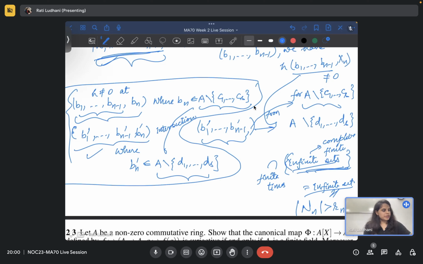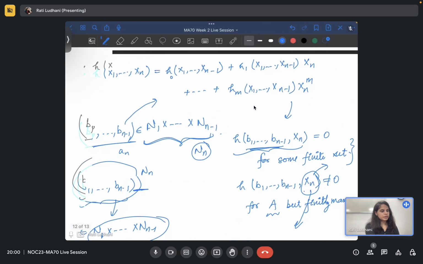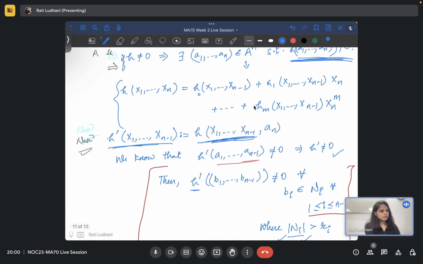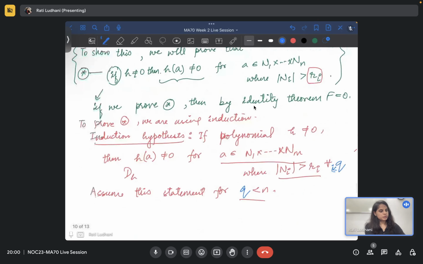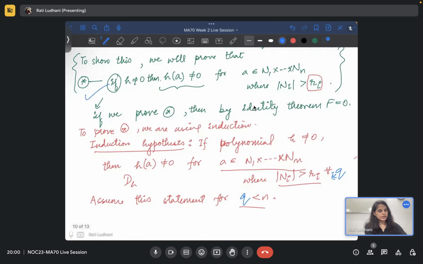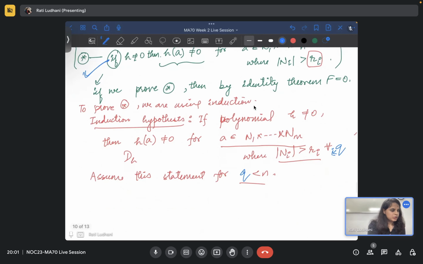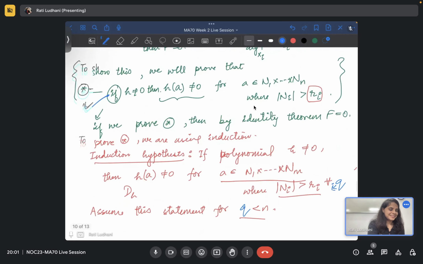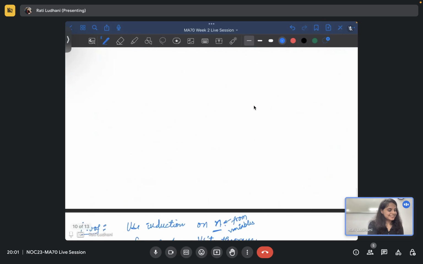So from there you get an infinite set, and you can just pick some finite set from there which has cardinality greater than Rn, and we are done. So we have produced ni's such that a star holds, and when a star holds, then by the identity theorem f has to be the zero polynomial. Okay, great. That was a good proof. These questions are intriguing.